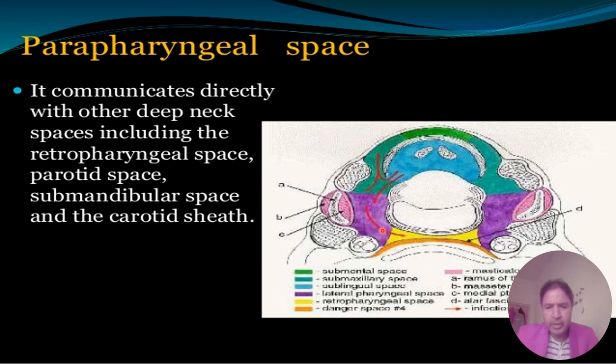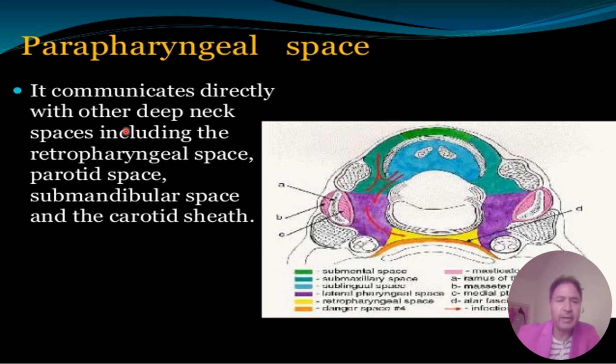This is the lateral pharyngeal space and retropharyngeal space. This is the retropharyngeal space. This is the danger space, the space of danger. This is the masticator muscle. This is the masseter muscle, lateral pterygoid, masseter muscle. This is the carotid space. This is the parotid space. This is the lateral pharyngeal space, or parapharyngeal space.